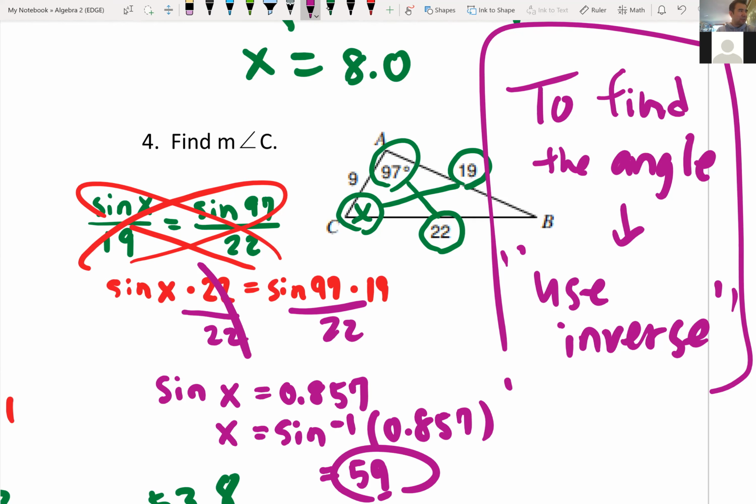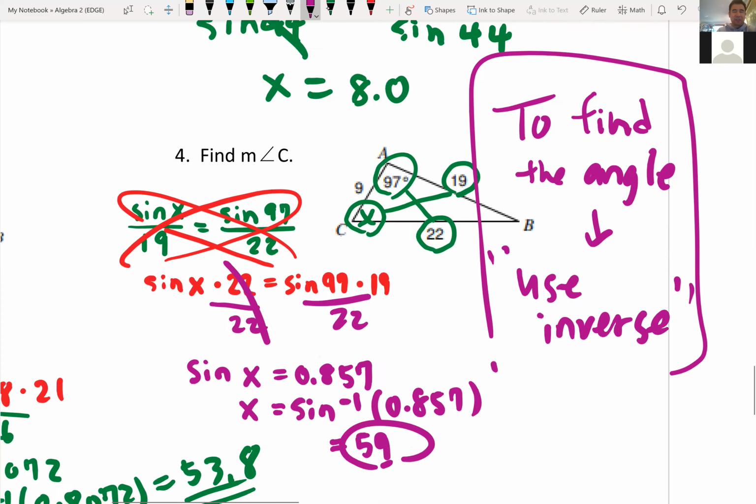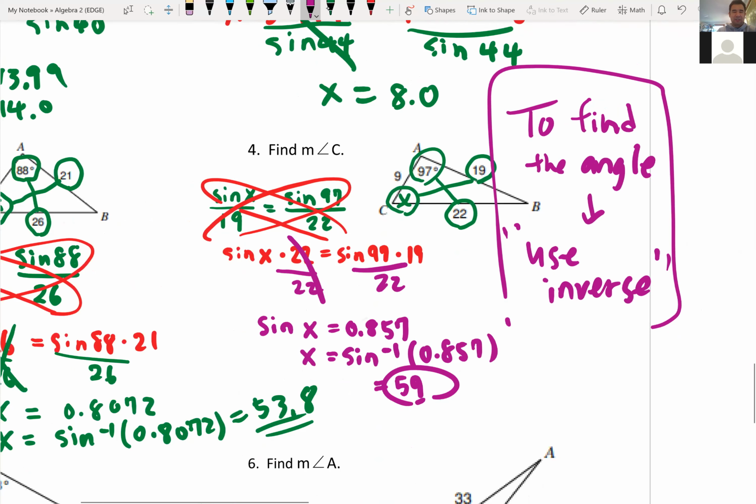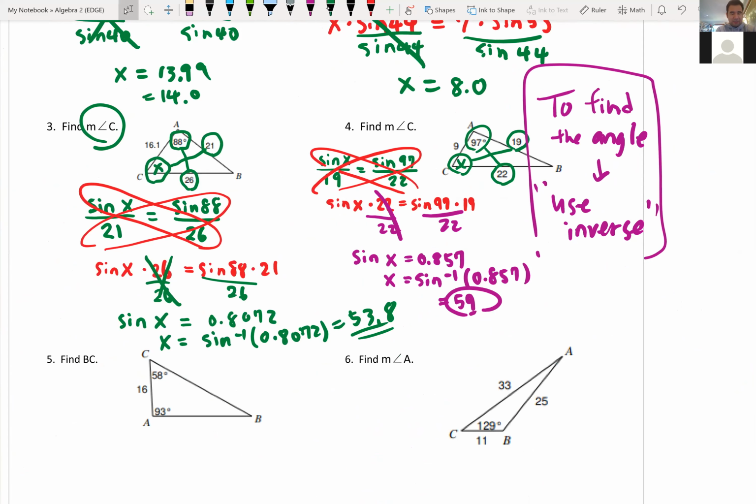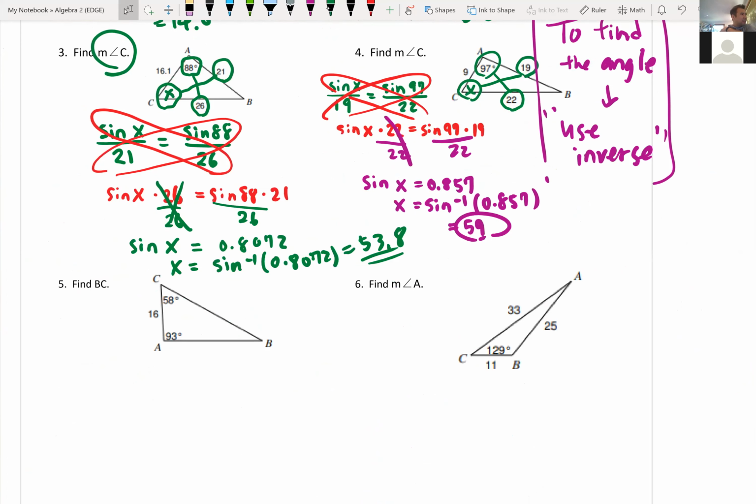How are you guys doing on this? Doing okay? Okay, we got 2 more problems here. Keep going. You don't have to wait for me. Some of you are finishing up already, but if you want to go along with me, let's work on number 5.